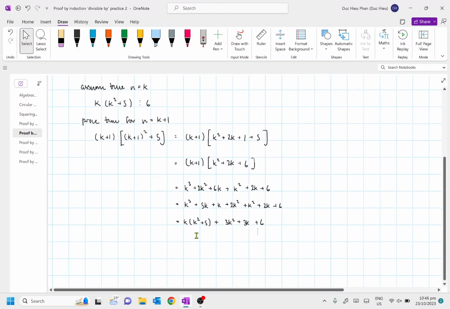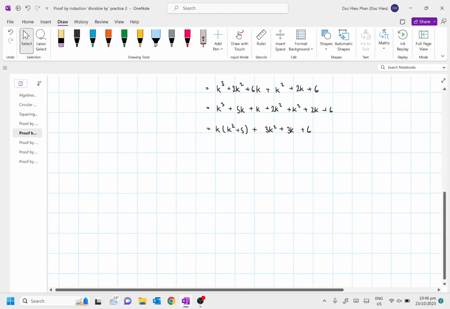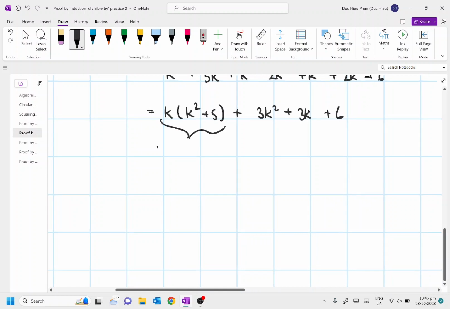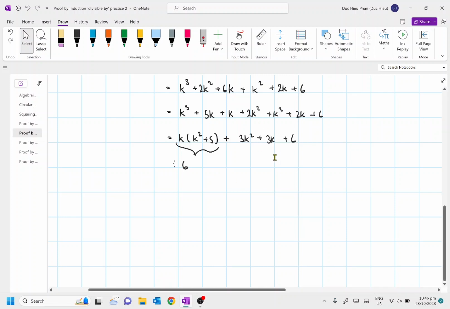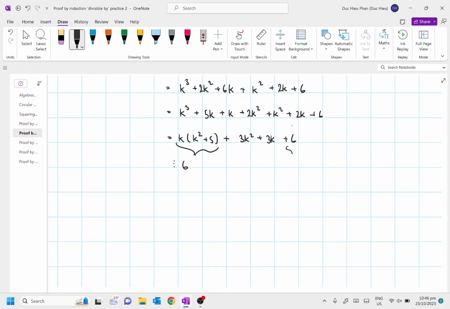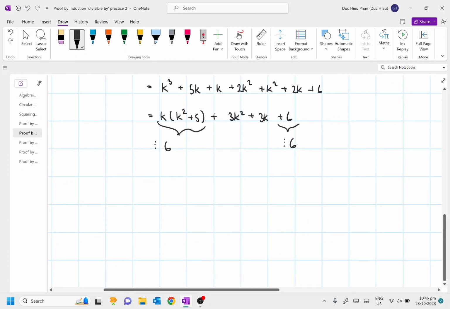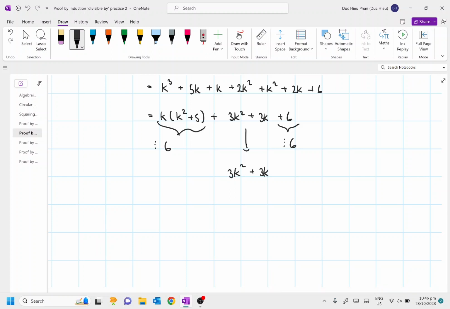And since this part we already assume is divisible by 6, we can simply say that this is divisible by 6, and we don't have to worry about that part anymore. We move on to this part. Actually, there's something else we can do. 6 is divisible by 6, so we can rule out 6 as well. And we're left with 3k squared plus 3k. And we can factorize this into 3k times k plus 1.